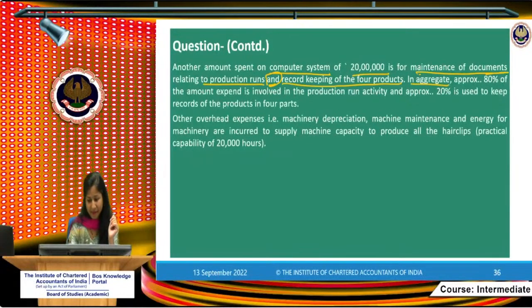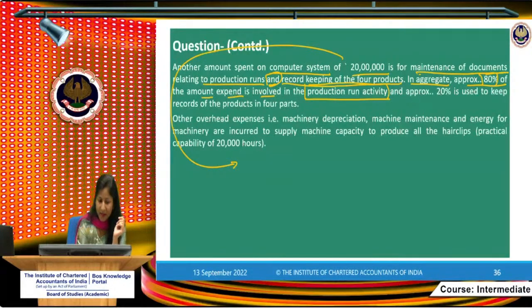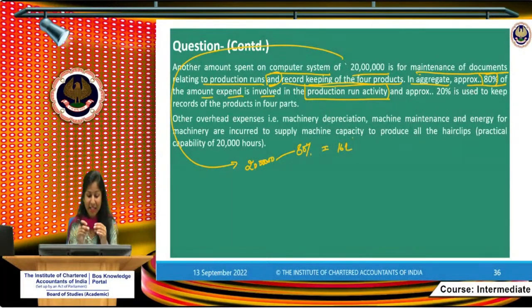Next, what information do we have now? In aggregate, approximately 80% of the amount expended is involved in the production run activity. Let's bifurcate this information here. The computer system expense we have is 20 lakh, and the breakup is 80%. 80% comes to 16 lakh. Now this 16 lakh expense is used for maintenance of documents relating to production runs.